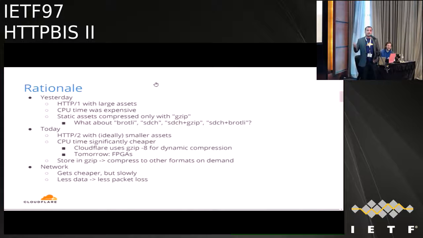And so the rationale is obviously that, in theory, HTTP1 uses large assets and HTTP2 uses smaller assets, which is, I'm not sure that's true. But CPU time is getting significantly cheaper. We basically get 2 extra cores for the same price every year. And at Cloudflare, we use gzip-8 dynamically, and we see no issues with that whatsoever. And next year, we're going to see some Skylake CPUs with FPGAs, and FPGAs can do very fast dynamic compression.